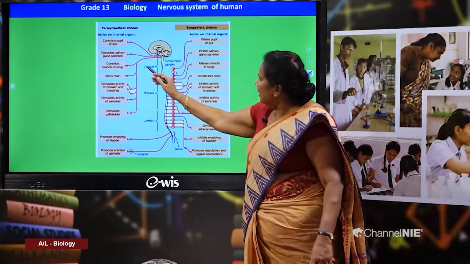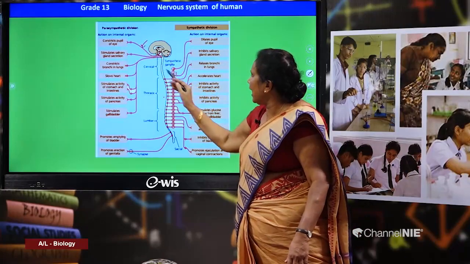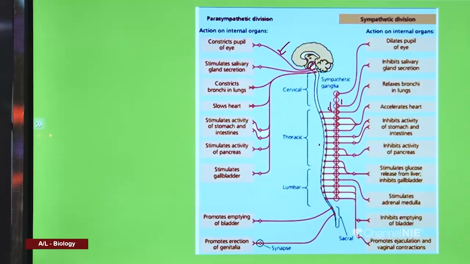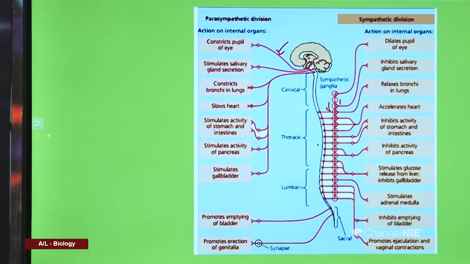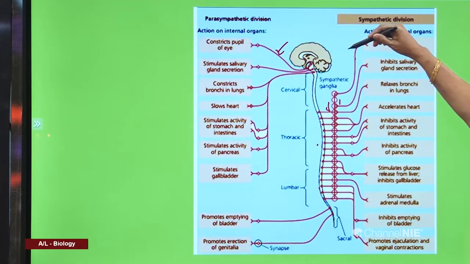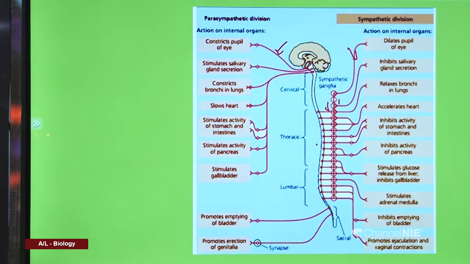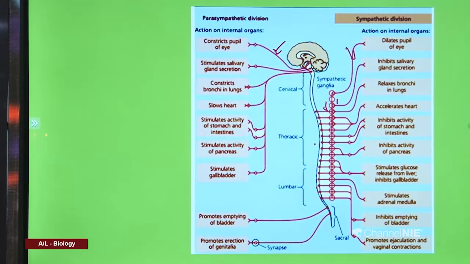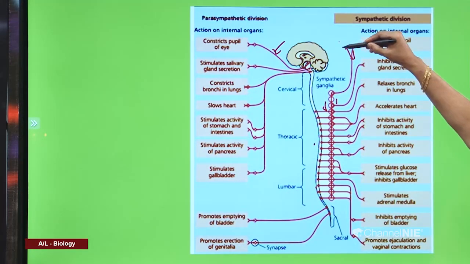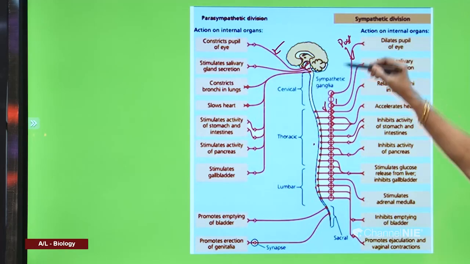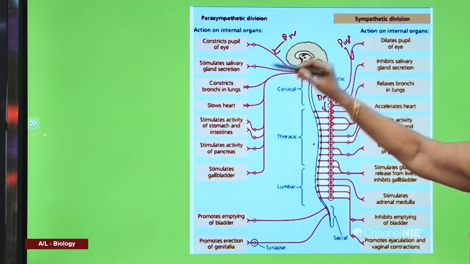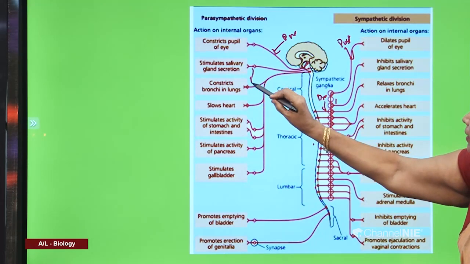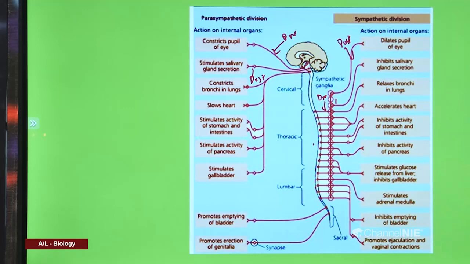And the nerve before the ganglion is known as the preganglionic fiber. The one moving out of the ganglion is called the post-ganglionic fiber. This is preganglionic, this is post-ganglionic. So you can see the difference between these two.